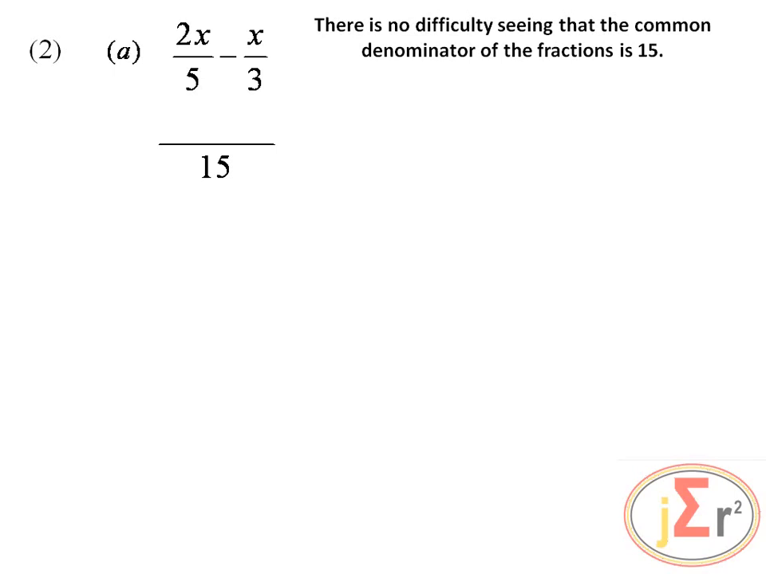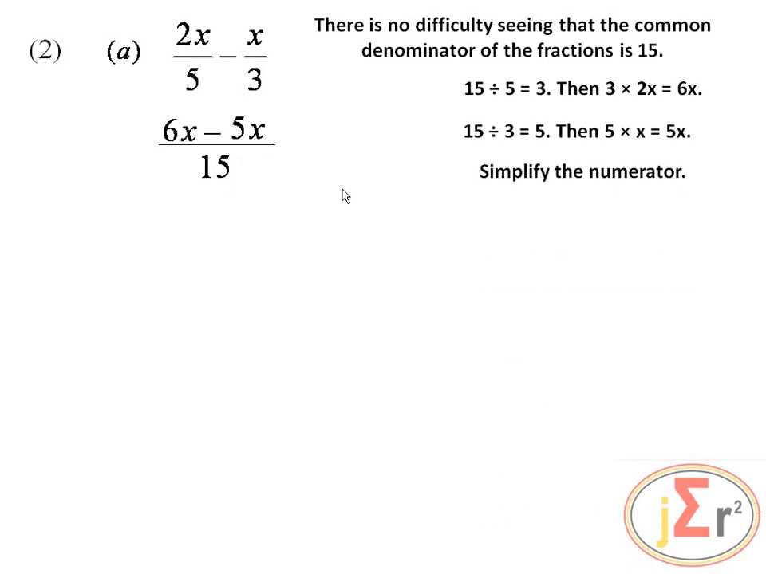We may apply them. This time we are not applying them to pure number fractions. We are applying them to algebraic fractions. The principles are the same. So we'll say 5 into 15 is 3 and 3 2's are 6. So we'll have 6x. We also say 3 into 15 is 5 and 5 times x is 5x. Don't forget this subtraction sign. Simplify the numerator. 6x minus 5x is equal to x, and that is all there is to it.